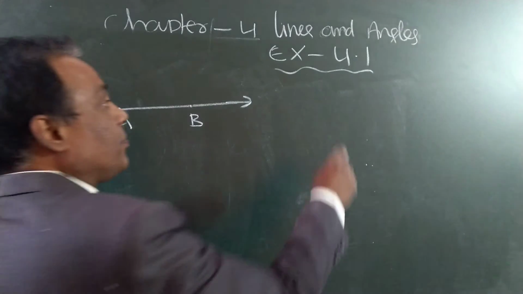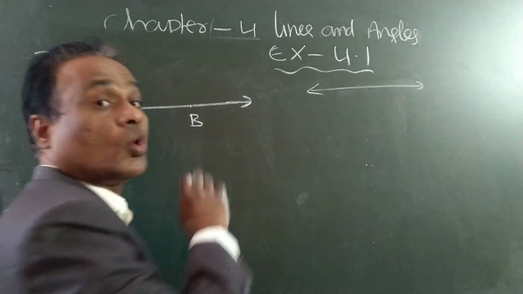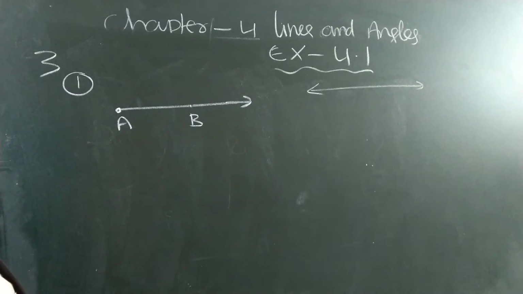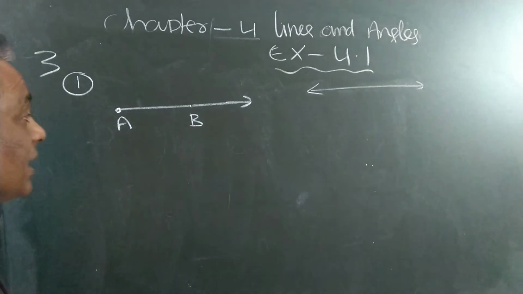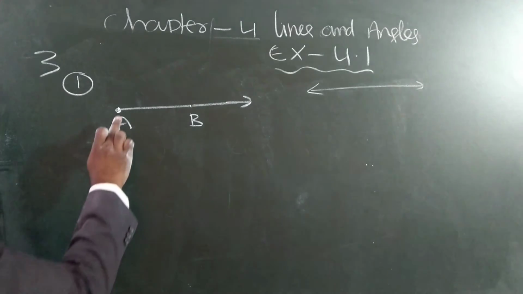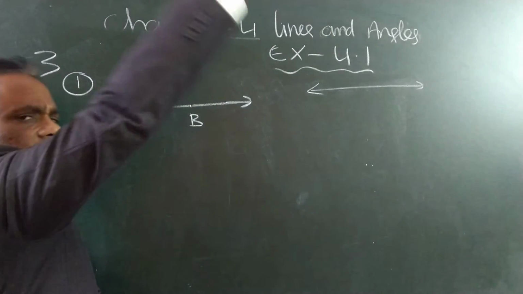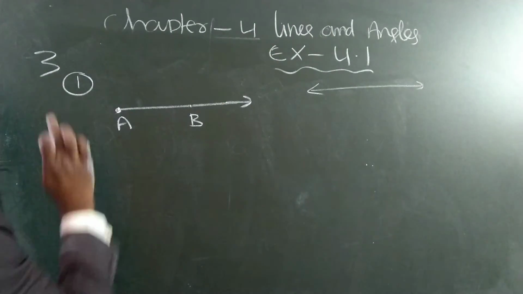A line will have no end points. So for a line, this side goes up to infinity and this side goes up to infinity, there is no end for the line. A line will not have any end. But a ray will have one end, not two ends. This is one end of the ray. There is no other end, but one end is there.